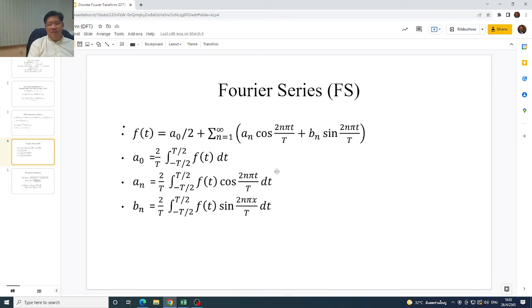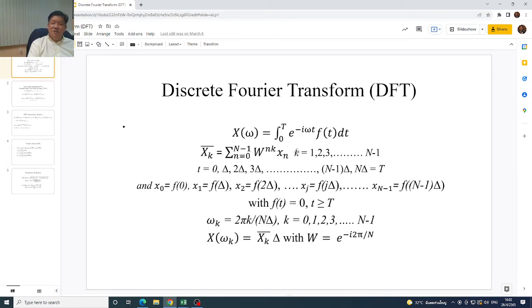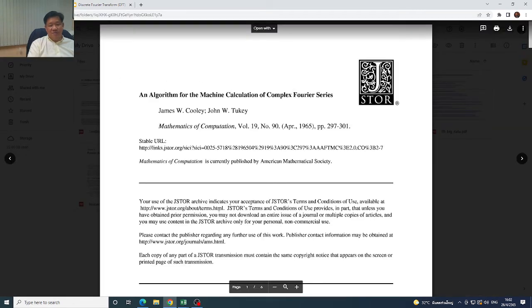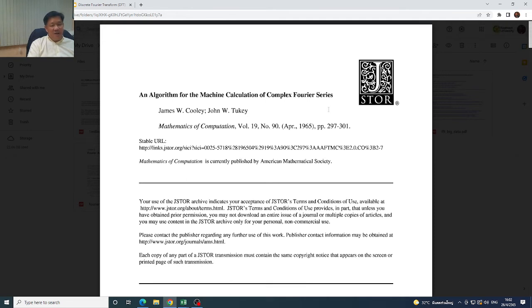I think you're familiar with this formula of Fourier series from our previous lecture on the general solution for the partial differential equations: the wave equation, the heat equation, and the Laplace equation. So this is the well-known Fourier series, but this is a Fourier transform. To compute this Fourier transform, you actually need to use the algorithm presented by this paper. But in this paper, they say nothing about Fourier transform. They talk about machine calculation of complex Fourier series.